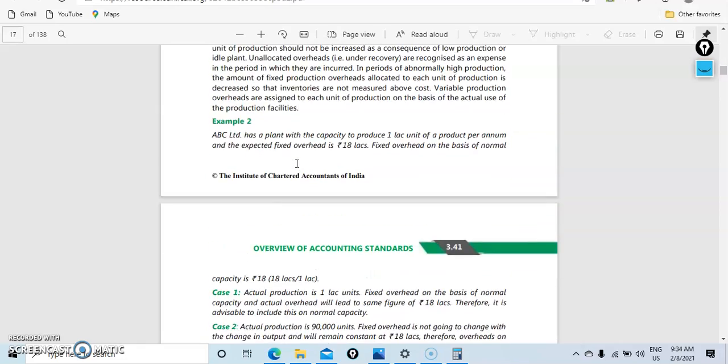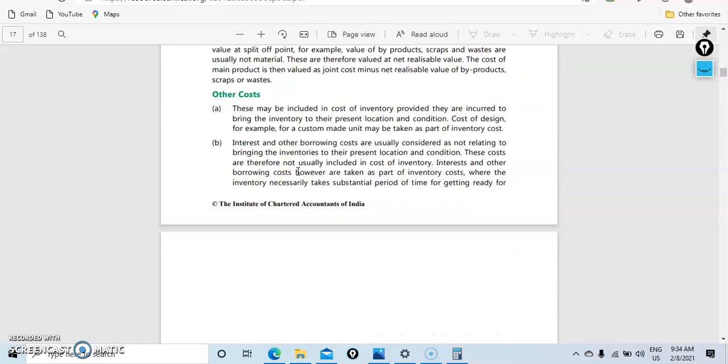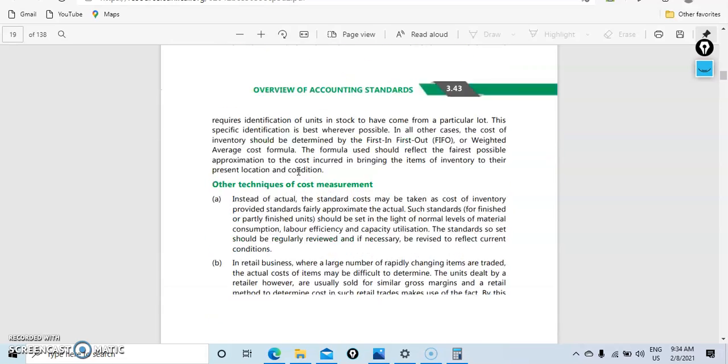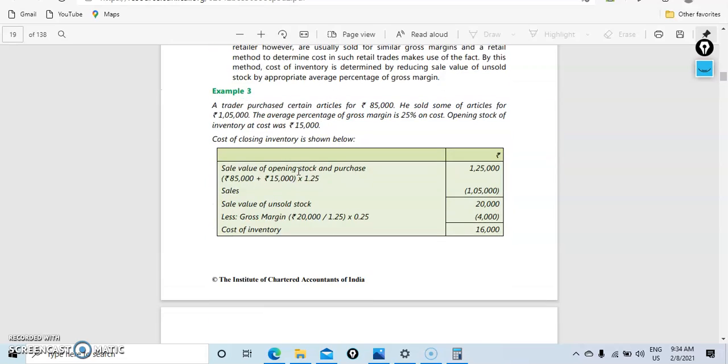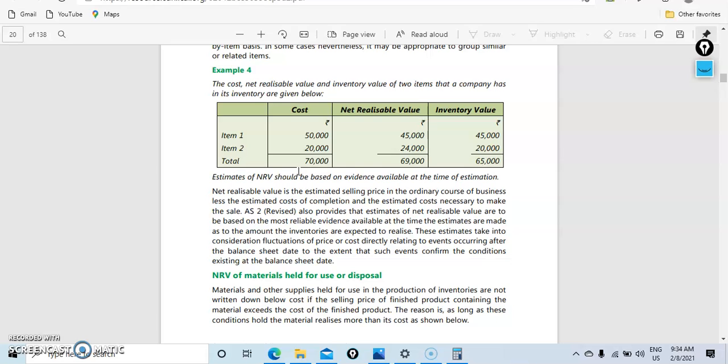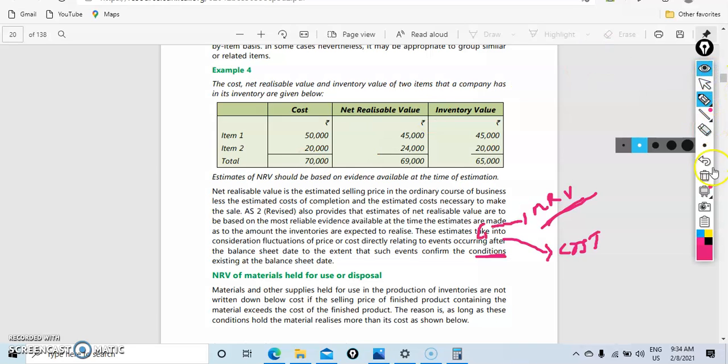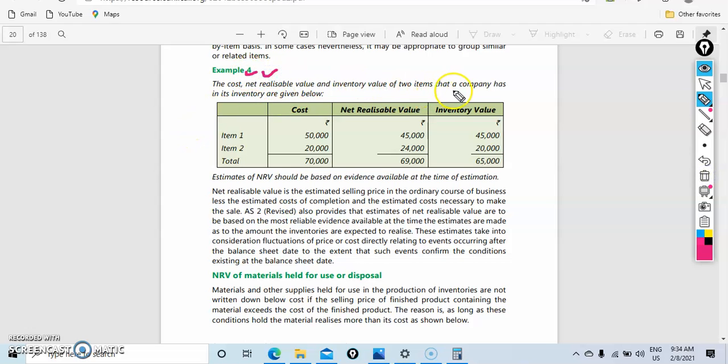The next question, if you see here, this question. In this question, the cost and NRV of the inventory of the two items that a company has are given below. There are two items. The cost is given, and again the net realizable value is also there, and the inventory values are also there.